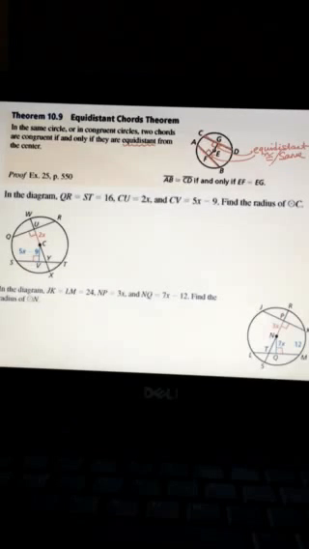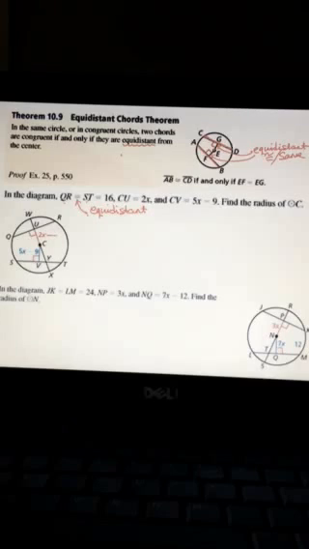And so if we apply this here, I look at this and I'm like, okay, they tell me that QR equals ST and that both of them are 16. Well, if they are equal, the only way that that's happening is if they were equidistant. Okay, so if they're telling me that the two chords are congruent, this theorem up here says the only way for the chords to be congruent is if they are equidistant to the center.